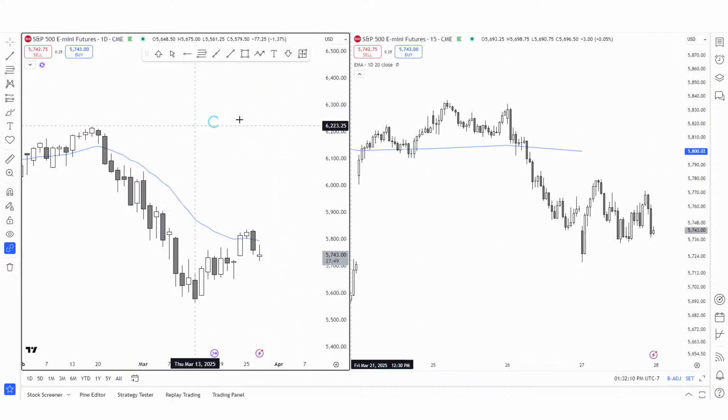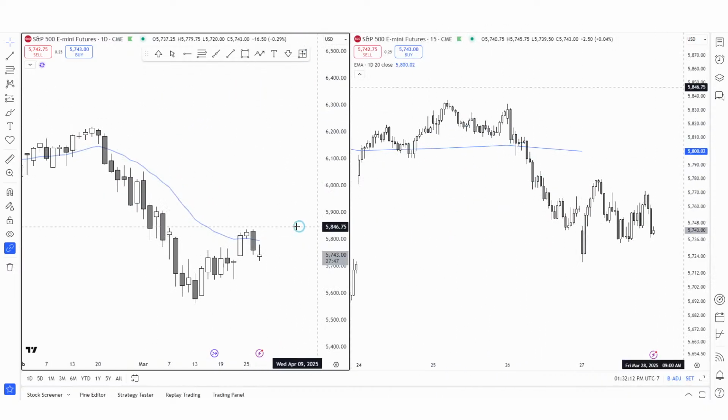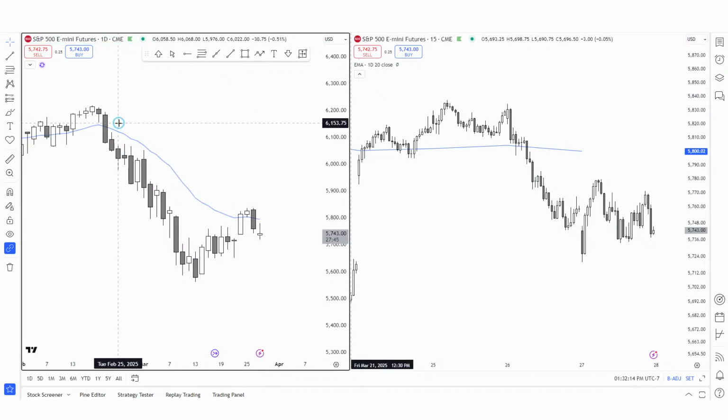This is the daily chart. This is the 15-minute chart. We've been selling off since February 20th, 21st. The spike actually started on the 19th. That's the high tick, and then it started selling. The 21st is a breakout bar that produced the bear gap here.